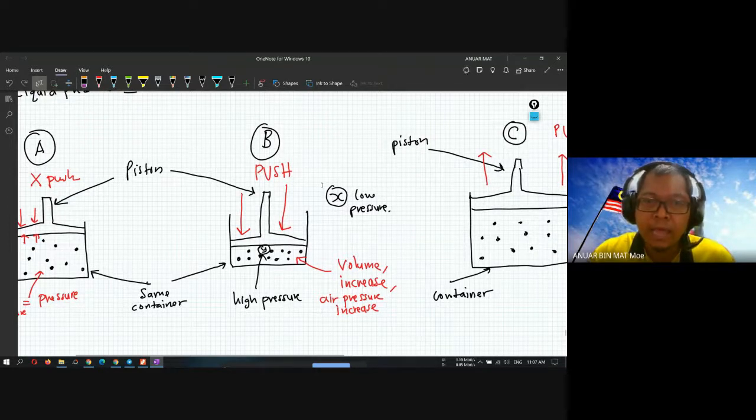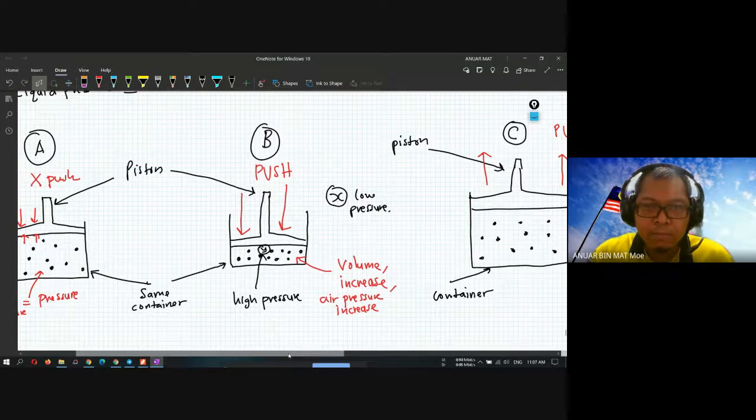How about the air outside? The air pressure outside is lower at B, and the air pressure inside is higher. Why? Because I compress the air, and when I compress the air, the volume increases.